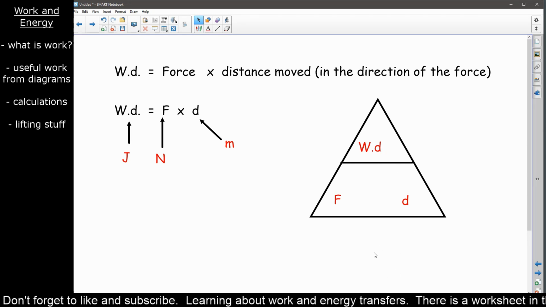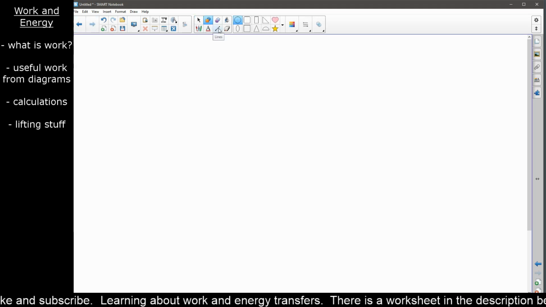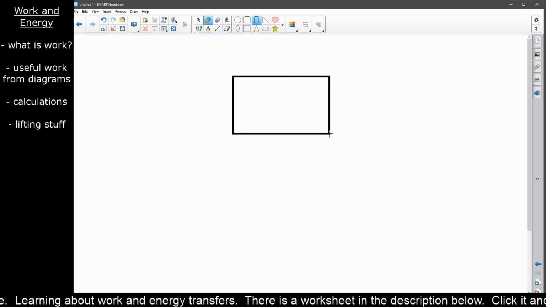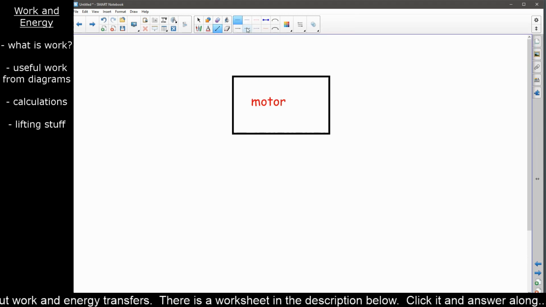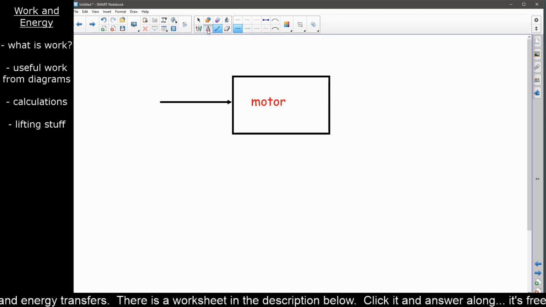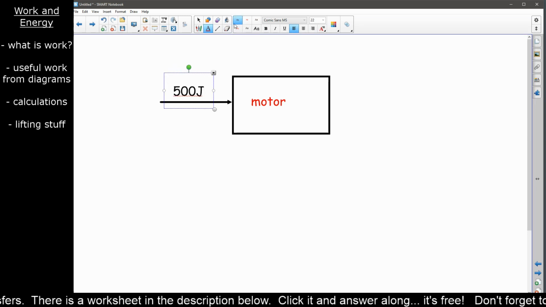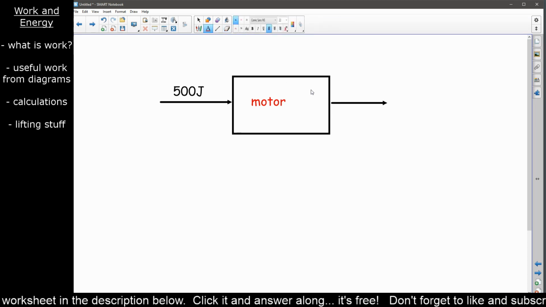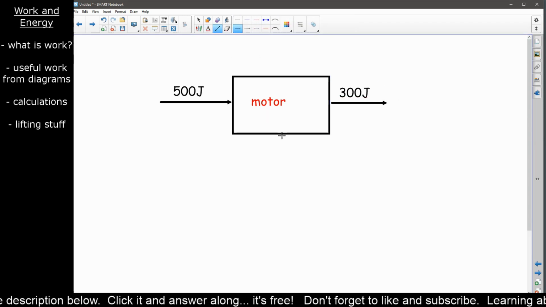All right. So how does this get used? What do we do with this? Well, let's have a little example. Okay, so let's take our electric motor. So this is our little motor, and let's put some energy into it. It's going to be electrical, so we're going to put in some electrical energy. Let's say we put in 500 joules of electrical energy, and coming out of it, we're going to have, let's call it, 300 joules of useful energy and 200 joules of wasted energy.